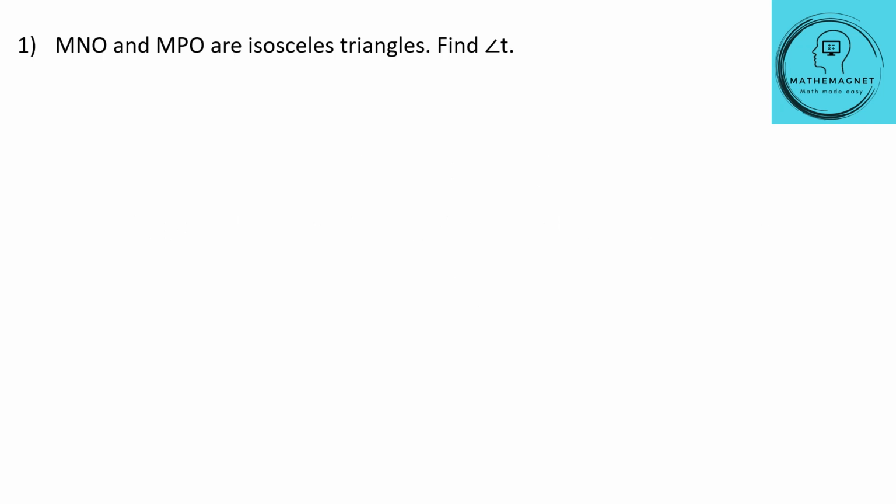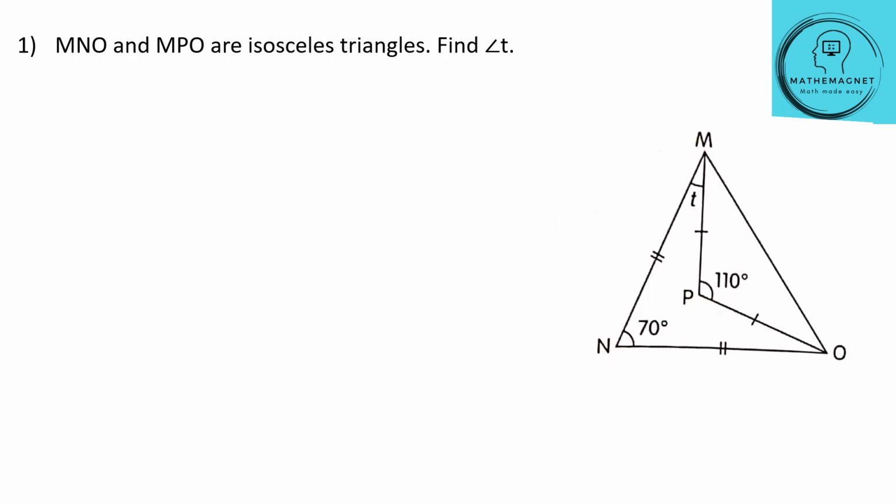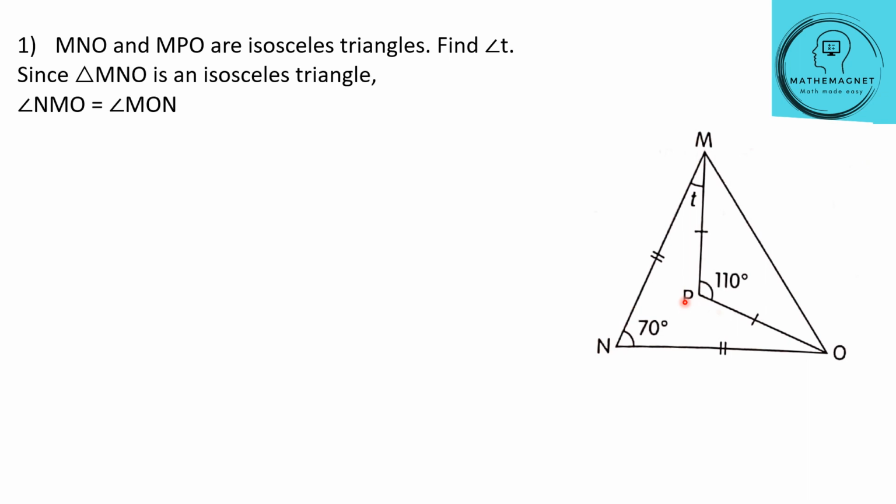Question 1. MNO and MPO are isosceles triangles. Find angle T. This is the figure that they are given, and they have told us MNO and MPO are isosceles triangles and they have asked us to find this unknown angle T. Now we know that MNO is an isosceles triangle, which means angle NMO is equal to angle MON.